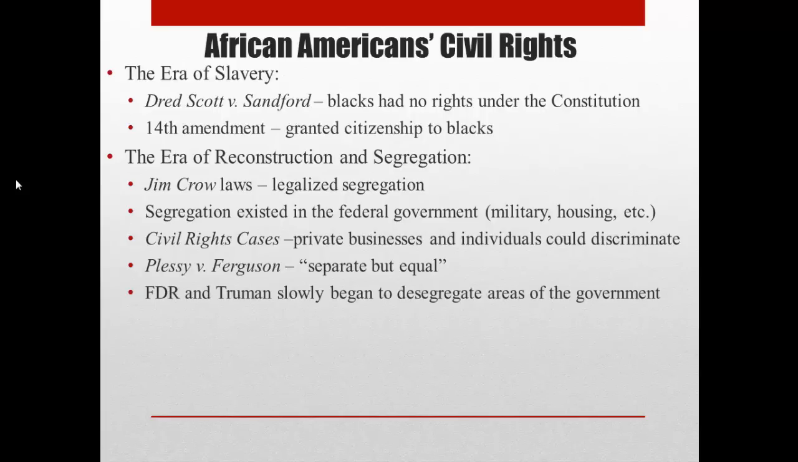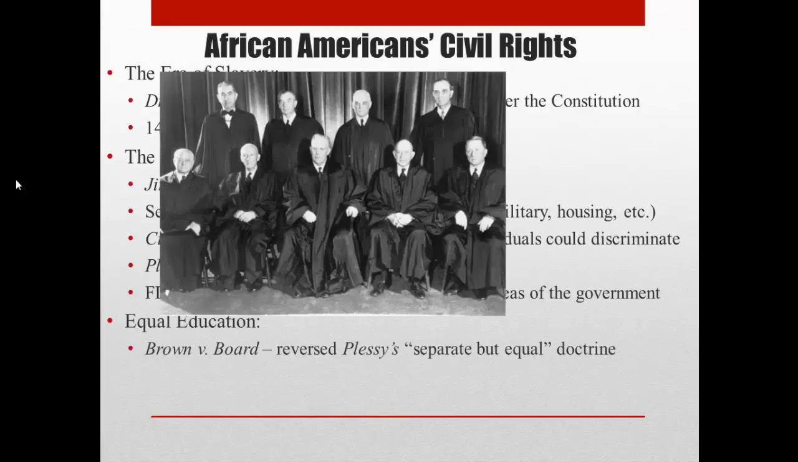FDR and Truman in the mid-20th century slowly began to desegregate areas of the government, and we'll talk about that. Equal education: Brown versus Board reversed Plessy's separate but equal doctrine. In 1954, these nine men on the Supreme Court, and again, I do have a video on the court case Brown versus Board, reversed that idea of separate but equal when it came to education.